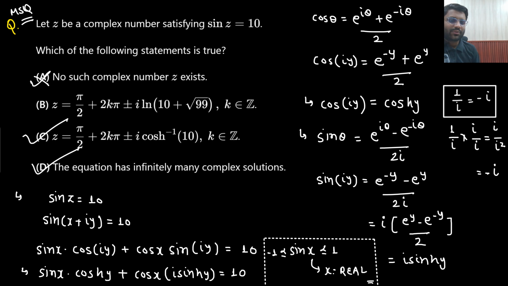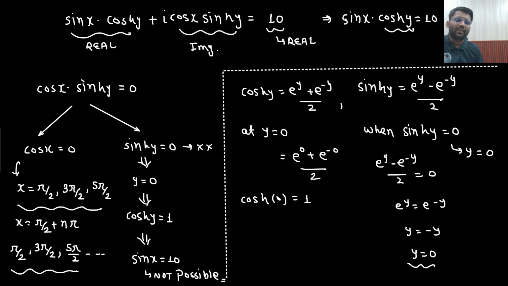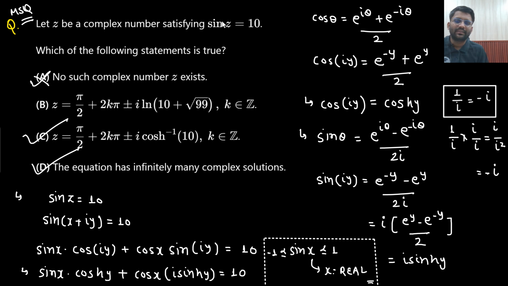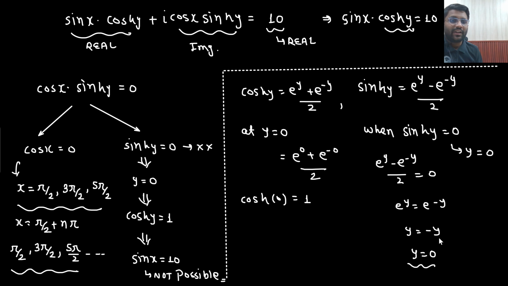In the examination, how could this question be asked? Look, in the main examination, how this question was asked: sin z equals to tan, then which of the following statements about z is true? Option A, it will have no such solution. Option B, it will have infinitely many solutions. So in the examination, how would I solve it? Will I do all this calculation in the examination? It would be very difficult to do all this calculation in the examination.